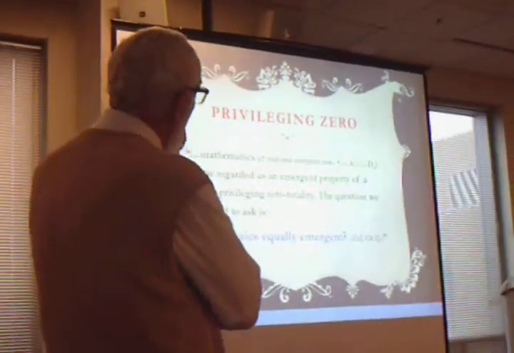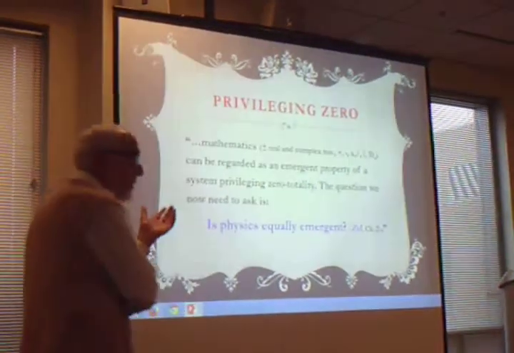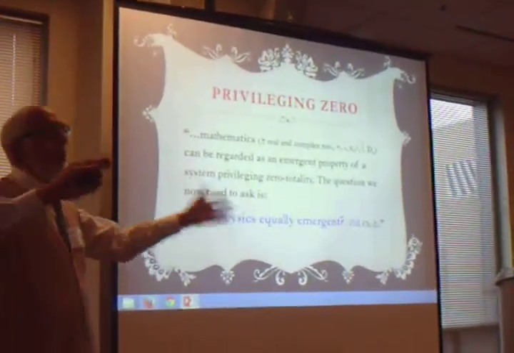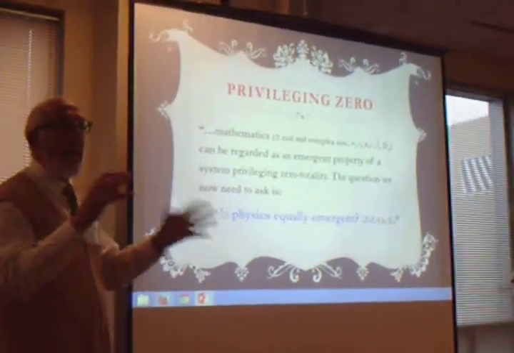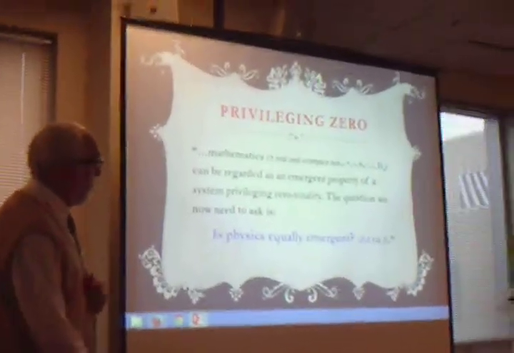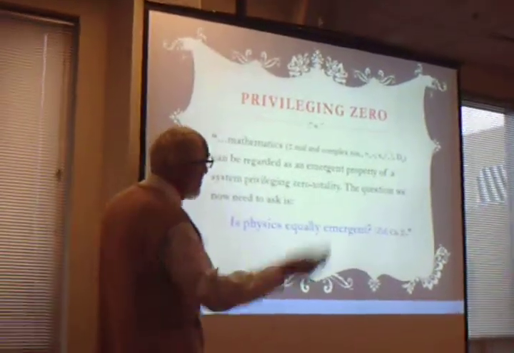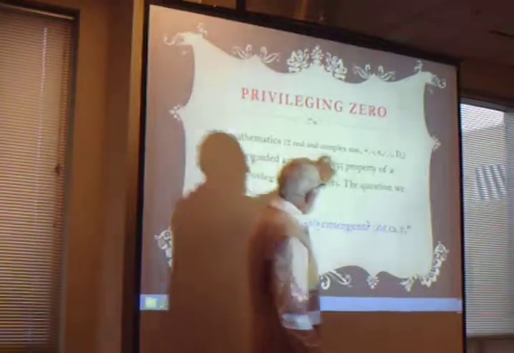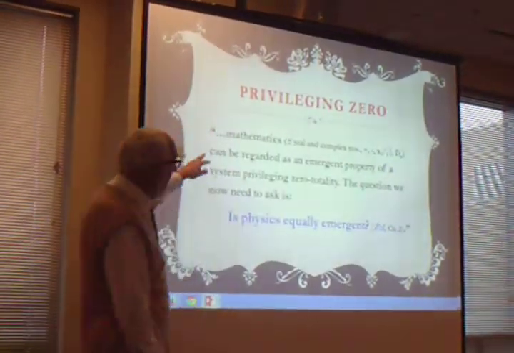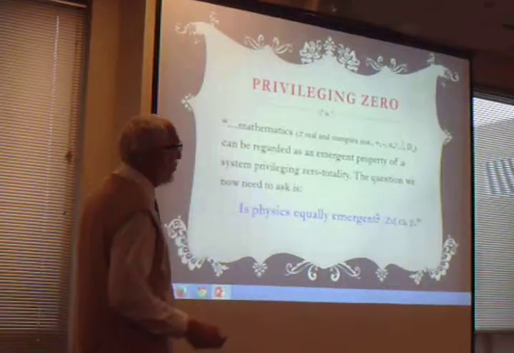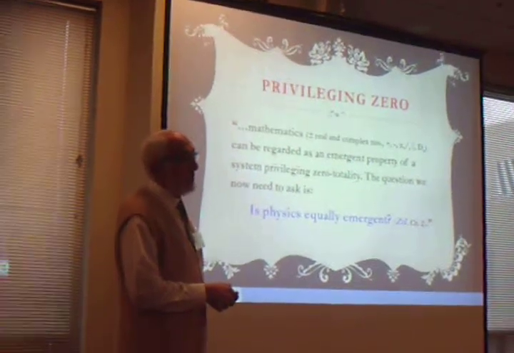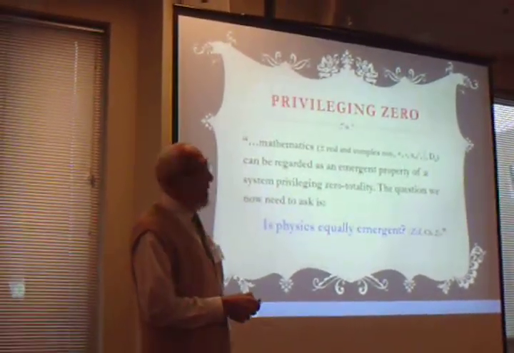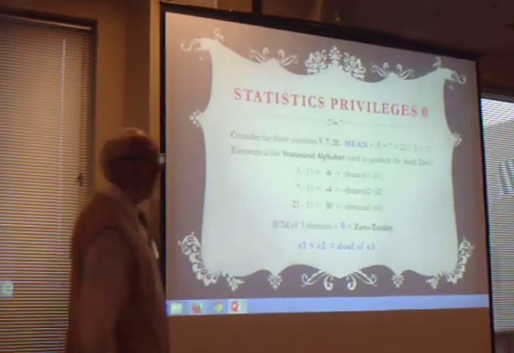Okay, so now, what Peter says is that zero is somehow privileged in mathematics. You know, you've got a positive one, negative one. We can't talk about any number system, quaternions, complex, unless you had its inverse. Same thing applies with the operations of addition, subtraction, multiplication, division, integration, differentiation. This is not part of his quote, but he said mathematics can be regarded as an emergent property of a system privileging zero-totality. The question we need to ask is, is physics equally emergent? I agree with him, but based upon a duality concept.